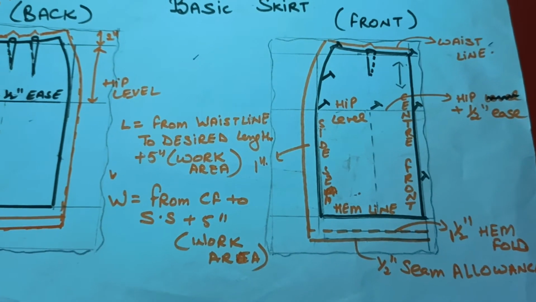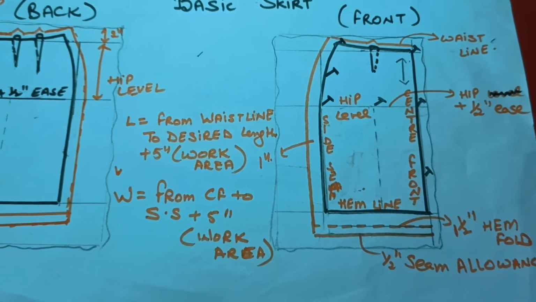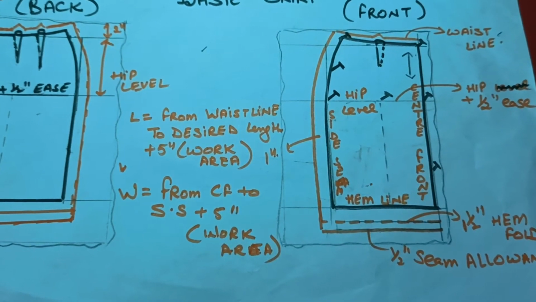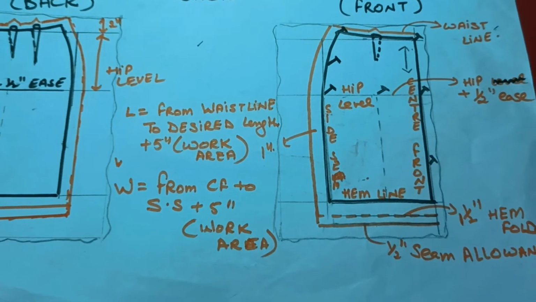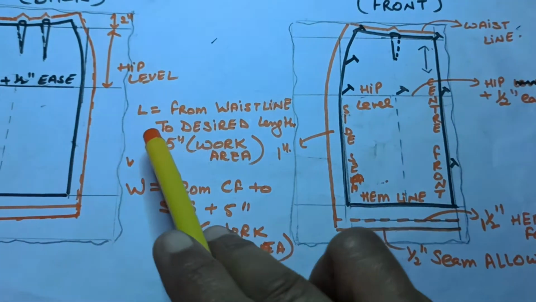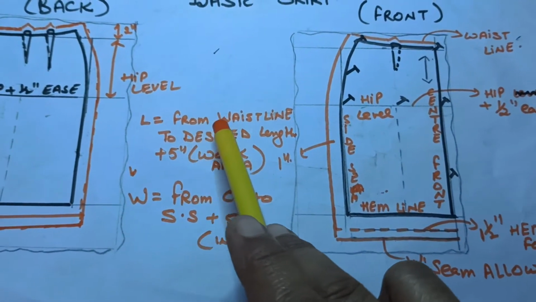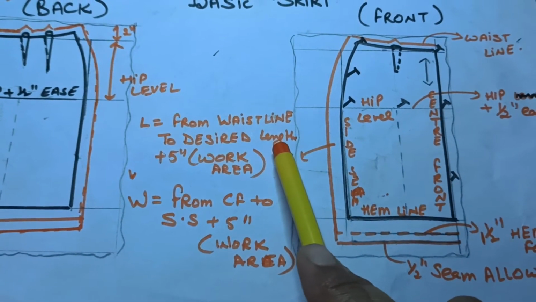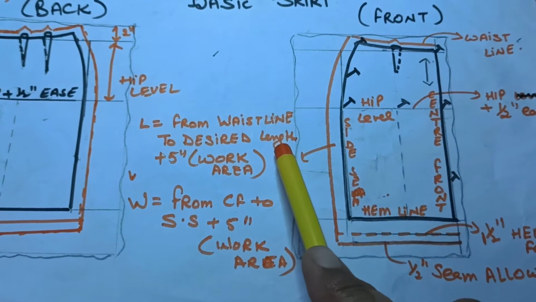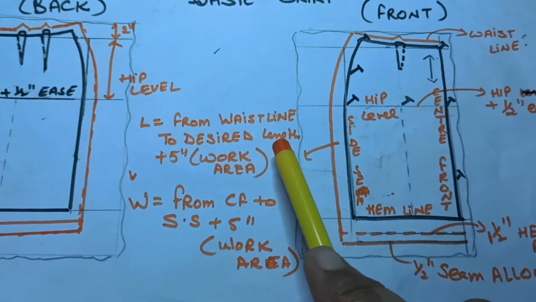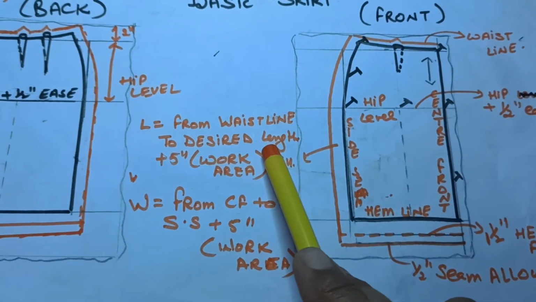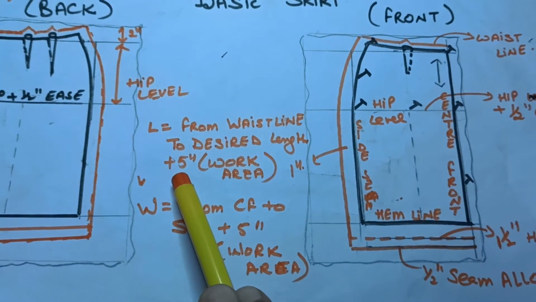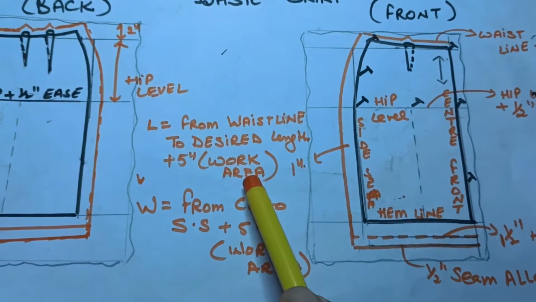Okay girls, good morning. In this video I'm going to explain the draping of a basic skirt. For a basic skirt you will be taking the length from the waistline to the desired length. Say you're going to drape a skirt of length 18 inches, then you'll be adding 18 inches, and to 18 inches you'll be adding 5 inches, that is the work area.